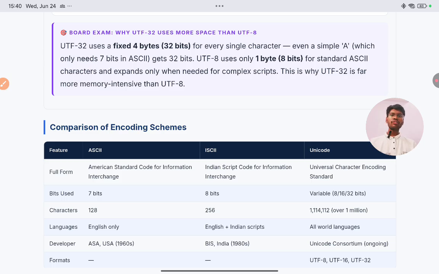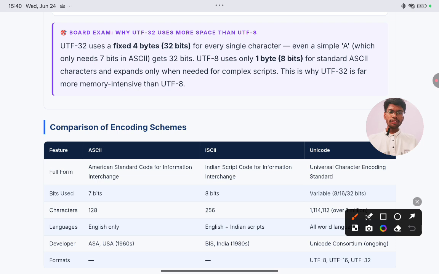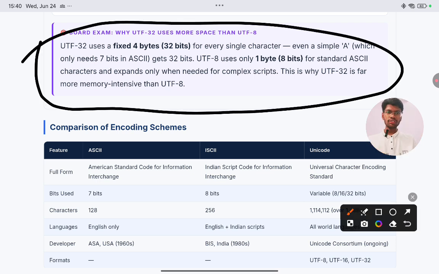Why does UTF-32 use more space than UTF-8? UTF-32 uses a fixed 4 bytes, meaning 32 bits for every single character. Even a simple A, which only needs 7 bits in ASCII, gets 32 bits here. UTF-8 uses only 1 byte, that is 8 bits, for standard ASCII characters and expands only for complex scripts when needed. That is why UTF-32 is far more memory intensive than UTF-8. Remember this, as it is sometimes asked as an important question.